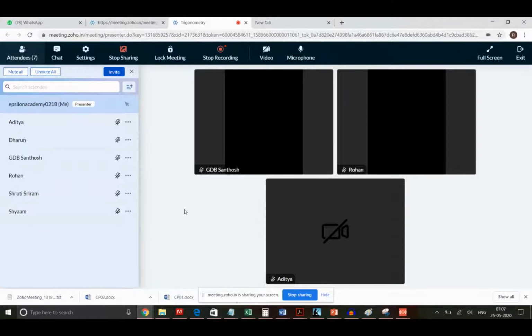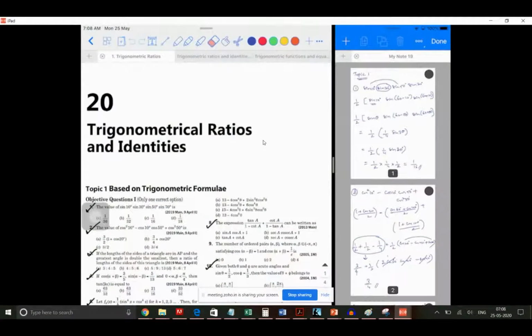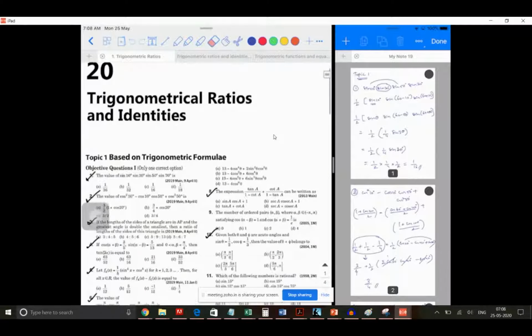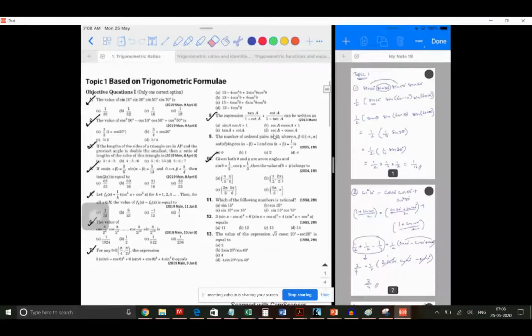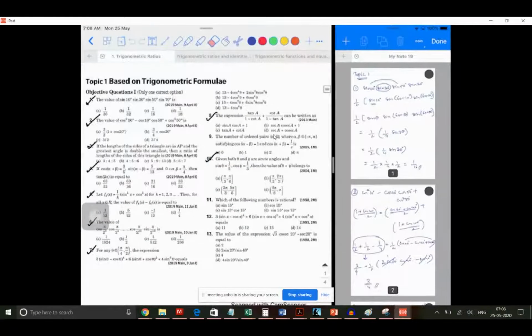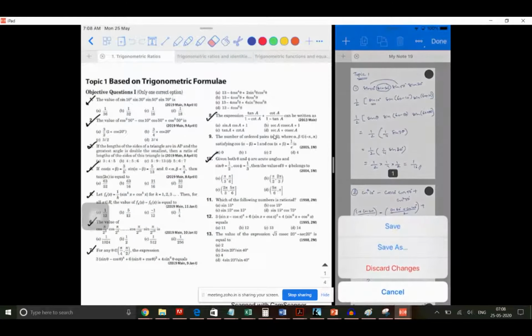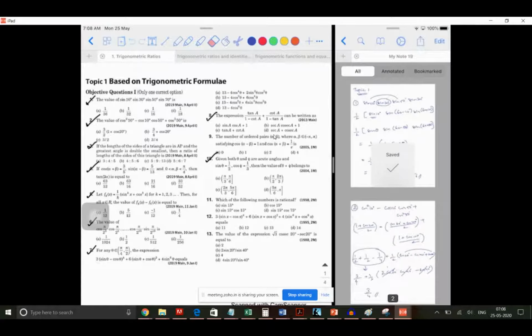We'll get started. If you look at the PDF which I've sent you, there are certain questions I have marked. You're able to see, right? These are all the questions which we are going to discuss. So we can get started with the first problem.